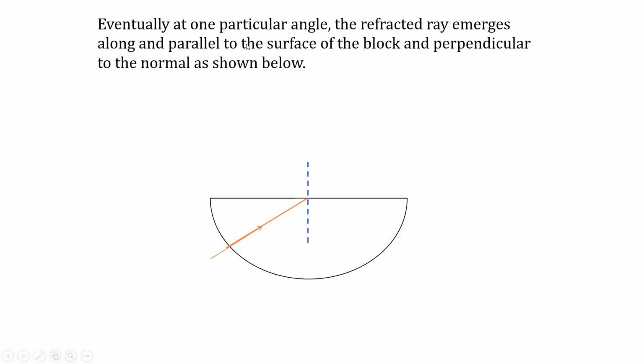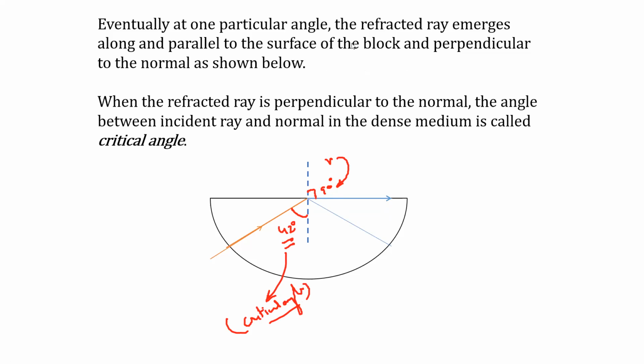If we further increase the angle of incidence, say to 42, what we observe is that the light is passing along the boundary, traveling perpendicular to the normal. So if the angle of refraction is 90, this value of the angle of incidence is known as the critical angle. So the critical angle is the value of the angle of incidence for which the angle of refraction is 90.